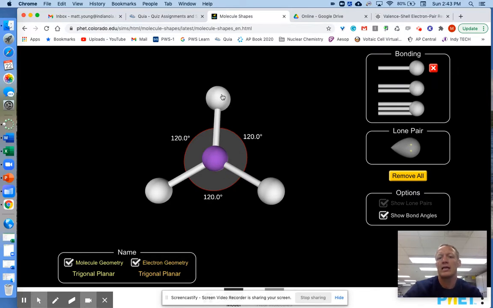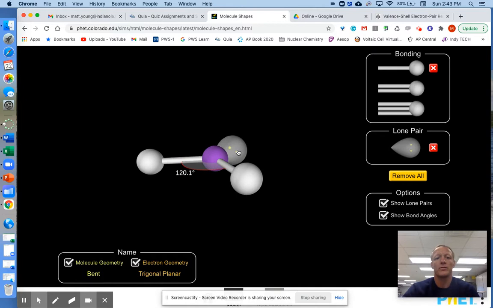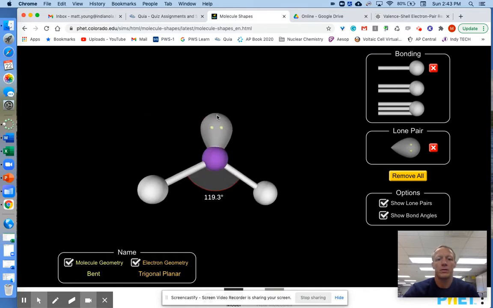Let's say that instead of there being a bonded pair here, let's say there was a lone pair. So let's get rid of the bonded pair and put in an unshared pair. So now we have a shared pair of electrons in this bond, a shared pair of electrons in this bond, unshared pair up here. So the electron geometry is still trigonal planar. That didn't change. There's still three electron pairs around the central element. Two of them are shared, one's unshared. The molecular geometry is now bent.